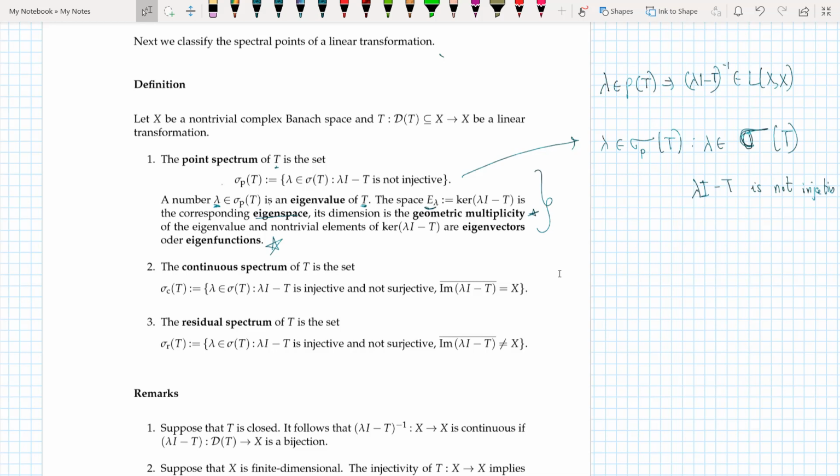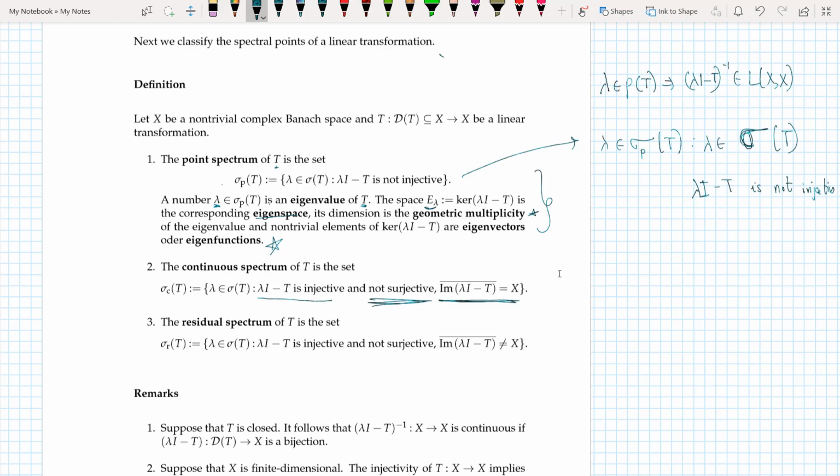It's the set such that λI − T is injective and not surjective. Okay, injective, not surjective, and the image of λI − T is dense in X. So this is a way of writing that the closure of the image of λI − T equals X, which means that the image of λI − T is dense in X. So what was the continuous spectrum? It is the set such that λI − T is injective, not surjective, and the image of λI − T is dense in X.